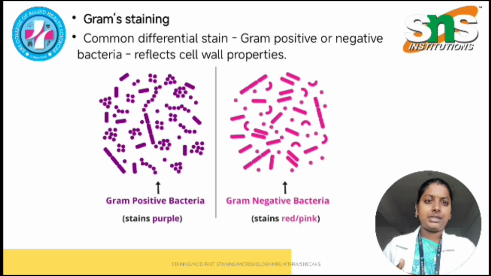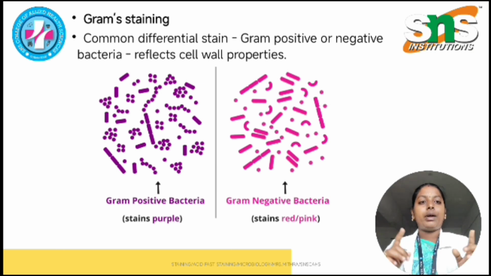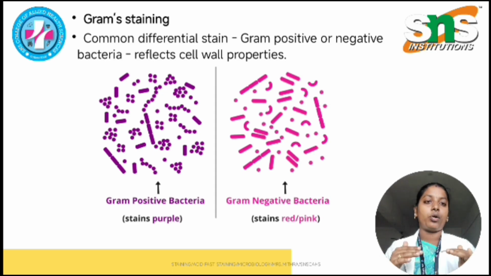Next, coming to the gram staining, this gram staining is very important to differentiate the organism. So this gram staining is mainly used to differentiate the gram-positive bacteria and gram-negative bacteria. So the one common difference between the gram-positive bacteria and gram-negative bacteria is based on the cell wall properties. So gram-positive bacteria has a very thick peptidoglycan layer in the cell wall, and gram-negative bacteria has a very thin peptidoglycan layer in the cell wall.